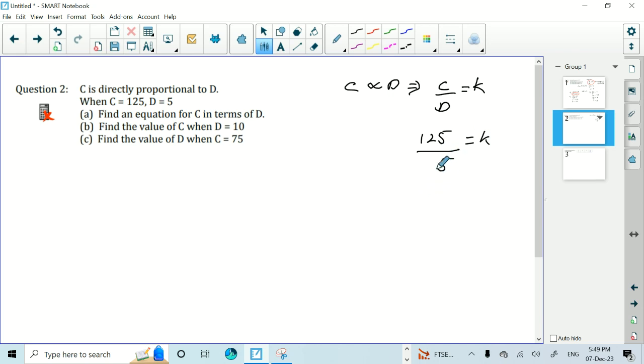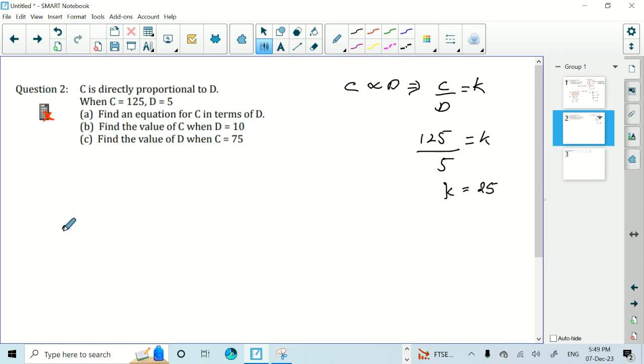Well, I know that 5 goes into 100 20 times, and 5 goes into 25 5 times. So that's 25. So K is equal to 25, because 25 times 5 is 125. So we found the value of K.